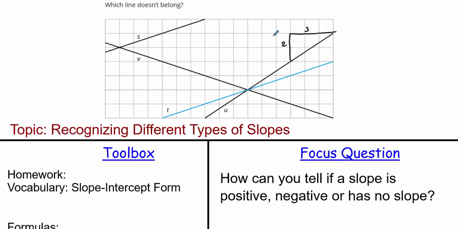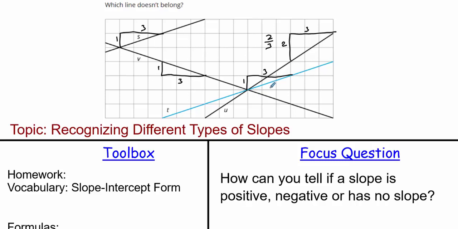of 2/3. And all these other slopes have a slope of 1/3. Here's a rise of 1, a run of 3. The blue one has a rise of 1, run of 3. And V, we're actually going down 1 here and over 3. So obviously it's line U, right? Because it has a different slope than the other ones.